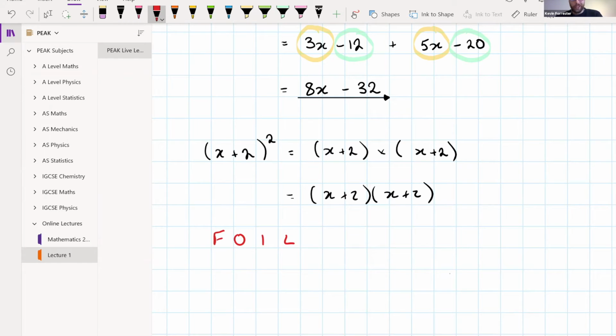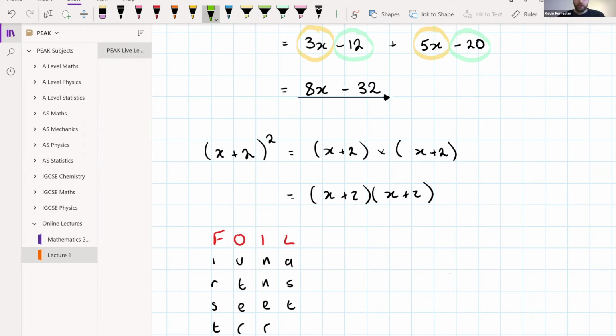And this is the next thing we're going to learn. So FOIL is a process of expanding two binomial bracket terms. Okay? And the rule is really simple. The F stands for first. The O stands for outer. The I stands for inner. And the L stands for last. And this is the basic process on actually expanding these terms.